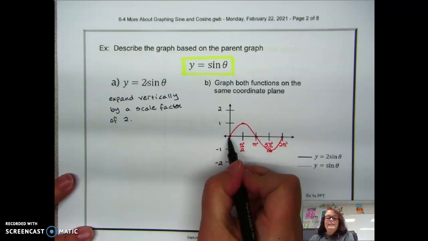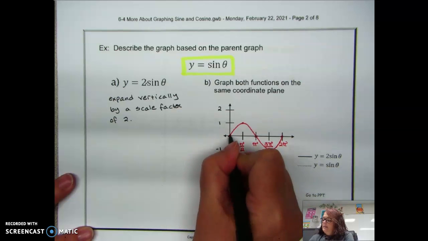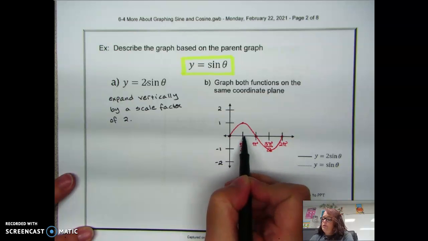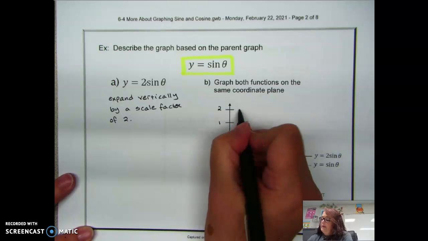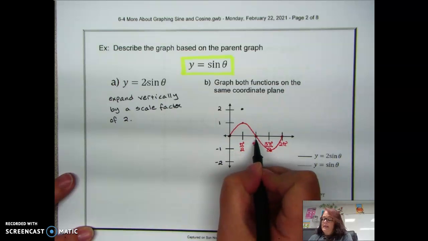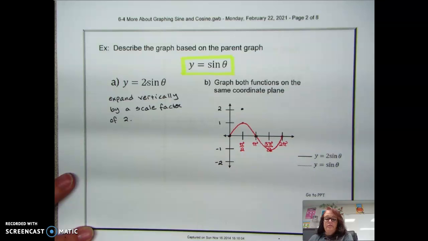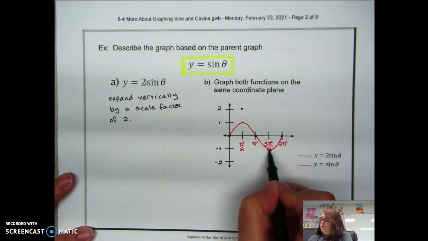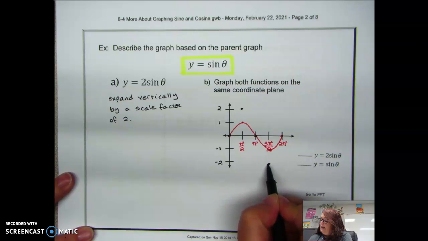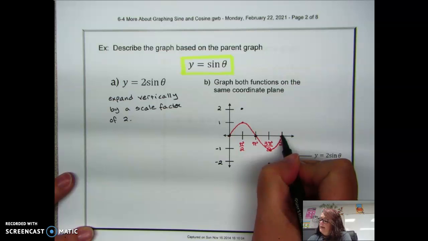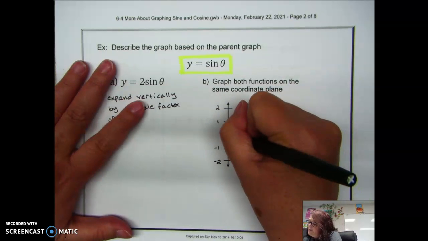So from my x-axis, if my height is 0, I'm going to stay 0 because 2 times 0 is 0. But at pi over 2, my height is 1. I'm going to double that height to 2. At pi, my height is 0, so 0 times 2 is still 0. But at 3 pi over 2, my height is negative 1, so I'm going to double that, and it's going to be negative 2. Then at 2 pi, my height is 0, so we're going to stay at 0.